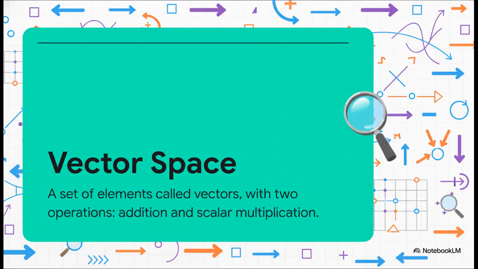First, you have a collection of things, a set of elements that we call vectors. And second, you have two and only two specific things you can do with them. You can add them together and you can scale them. That's it. It's just a bunch of stuff and two rules for playing with it.